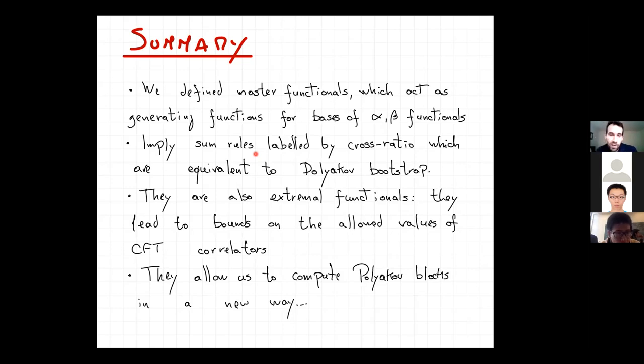And what we'll see in the next lecture is, in particular, there are many other things that you can say about these functionals. Since they are functionals, they should have a representation of this form: an integral over some F kernel and an integral over some G kernel. So we'll construct these kernels. This will allow us to compute the Polyakov blocks in a new way and to study their positivity properties. And they will also allow us to say other things about CFT correlators.